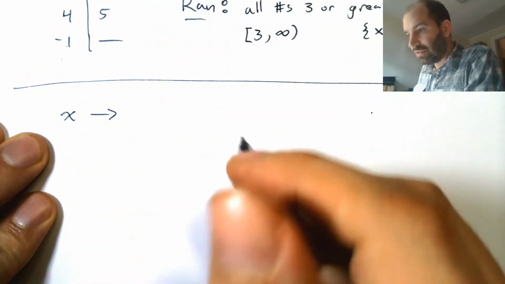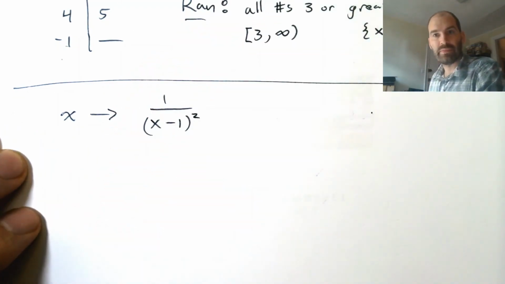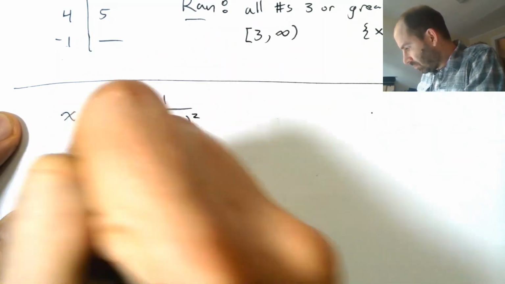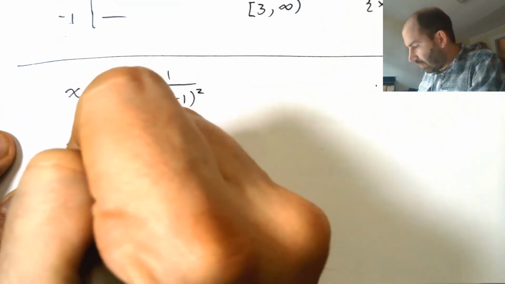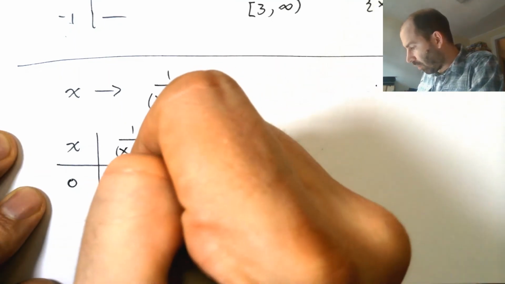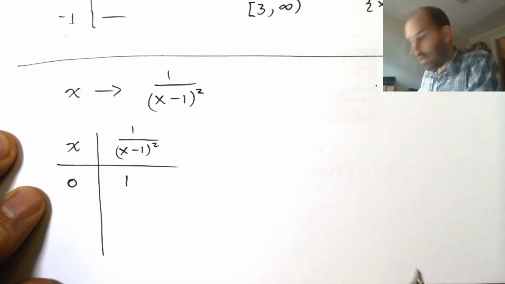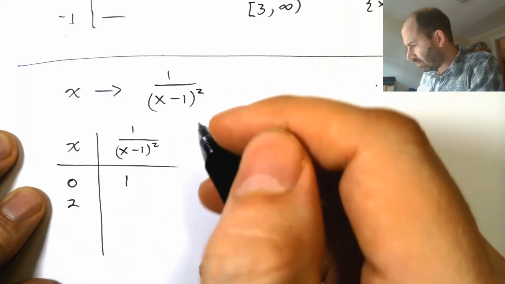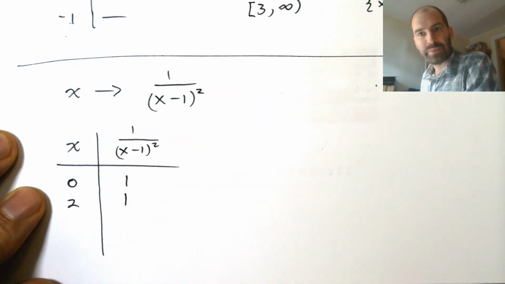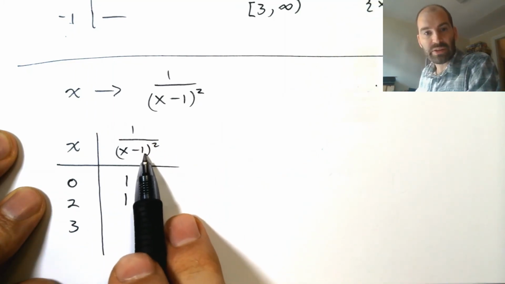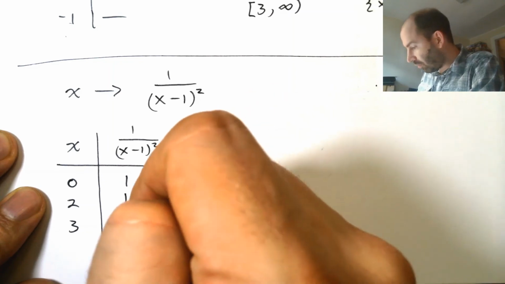x goes to 1 over x minus 1 squared. So for instance, if I plugged 0 into this function, what would I get? Well, I get 1 over negative 1 squared, that's 1. If I plug 2 into this function, what do I get? 1 over 2 minus 1 squared. Well, that's also 1. If I plug 3 into this function, what do I get? 3 minus 1 is 2, squared is 4. That's 1/4.